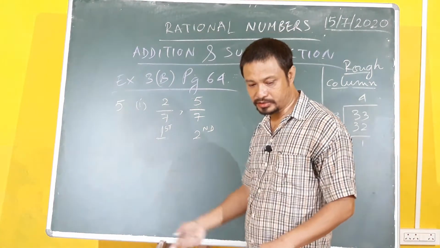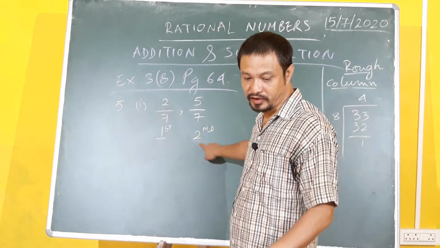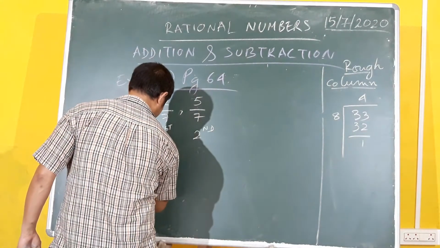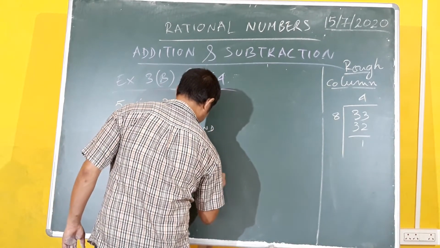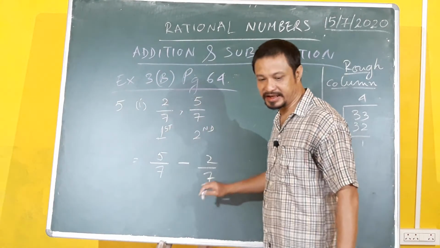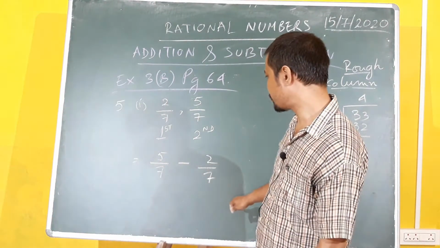Okay, so again I'll go through the question. It says subtract the first rational number from the second. So what does this mean? Actually it is 5 upon 7 minus 2 upon 7. Please get this very clear. So 5 upon 7 minus 2 upon 7.